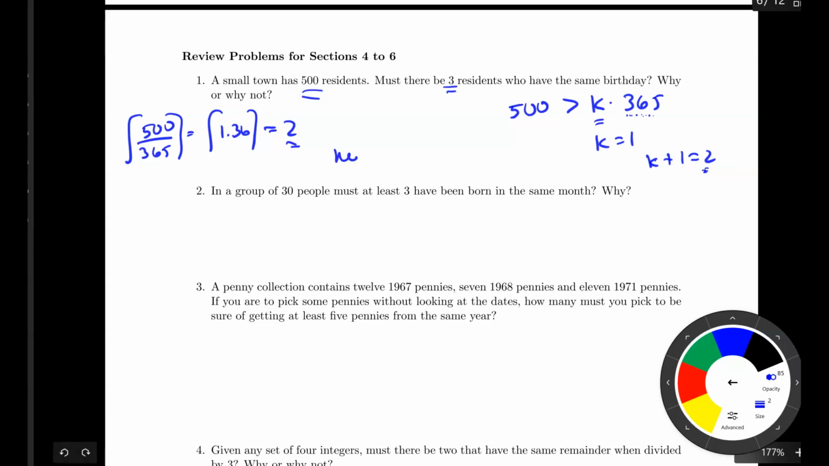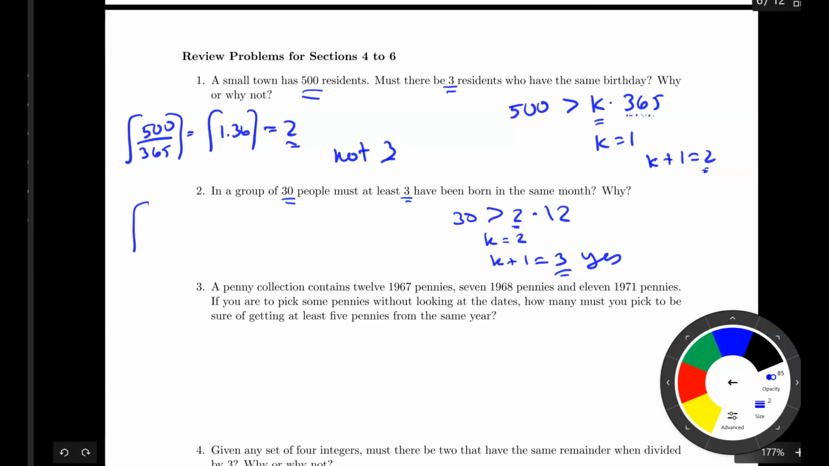So not 3. Okay. So doing the same thing, if I have 30 people, must 3 have the same birth month? So if I have 30, is that bigger than what number times 12? Well, that's bigger than 2 times 12, right? So that means my K is equal to 2. That's the K. And so my K plus 1 is 3. So yes, at least 3 have the same birth month.